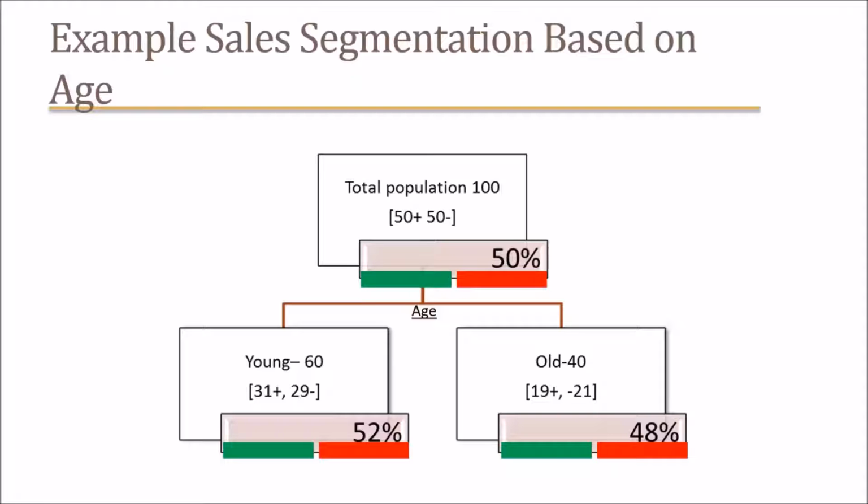This is not really giving us something to base a business decision upon, because we did not gain any information here. At the population level, there are 100 customers, 50% of them buy, 50% don't buy. Even at the customer segment level, the young segment and the old segment both have almost a 50-50% chance. So this age variable is not really a good splitting variable.